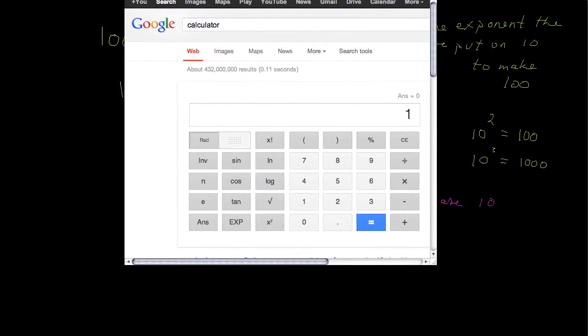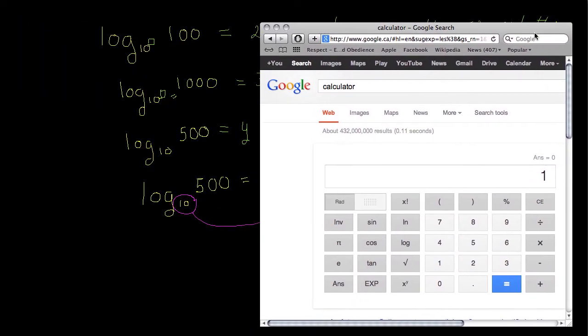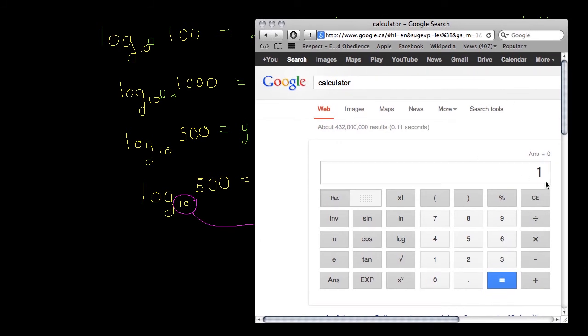Now let's get our calculator. Look at this awesome little calculator I got just by Googling calculator. Nice, hey? Okay, so let's just clear this. I don't know why that's on there. So now I'm going to take a log. Oh, did I press it first on this one? Yeah, log. And I'm claiming that because there's no little number down here, this means log base 10.